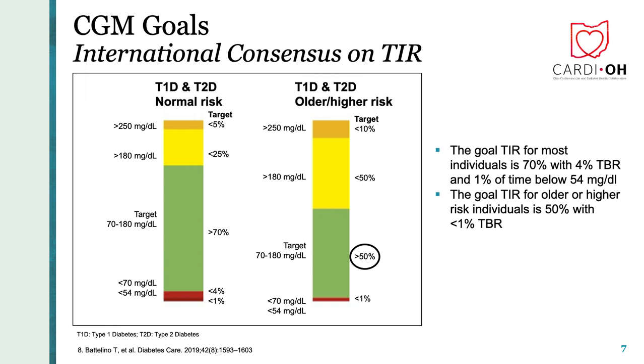So you can see on the left side, the time in target range is generally over 70%, and the goal for hypoglycemia should be less than 4% for that cutoff of 70 milligram per deciliter. And then for those older or higher risk individuals, a time in target of greater than 50% and an overall hypoglycemia risk of less than 1% are adequate and considered acceptable.